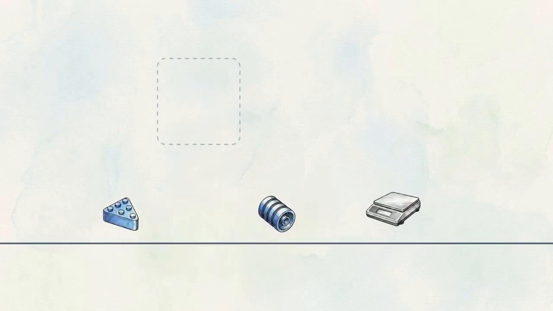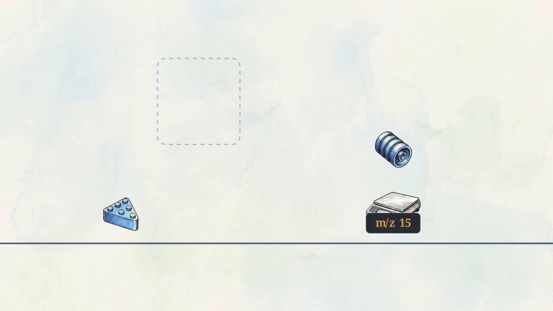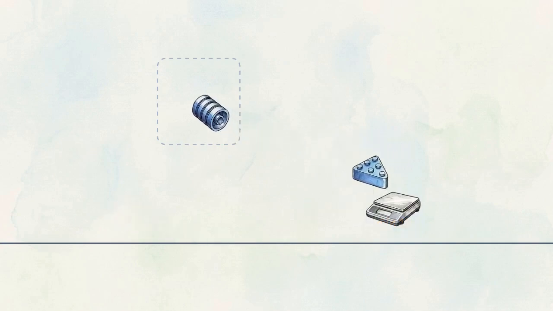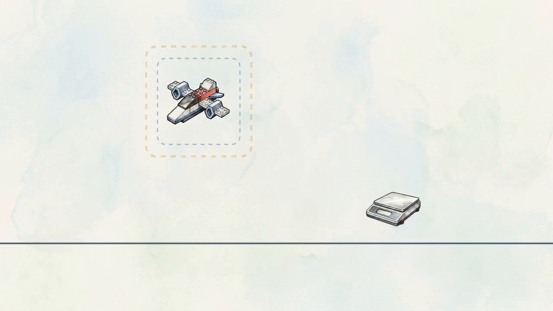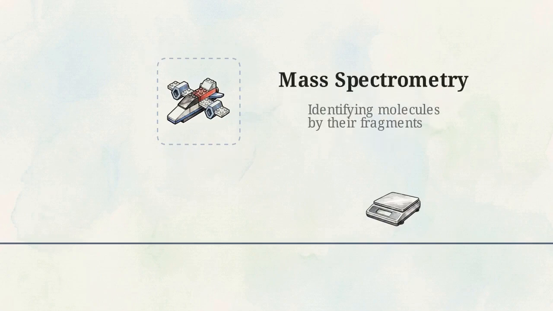If you drop a Lego spaceship onto a hard floor, it shatters into its component parts. By weighing those individual pieces, a thruster here, a wing panel there, you can determine the original structure of the ship. Mass spectrometry applies this same logic to molecules.